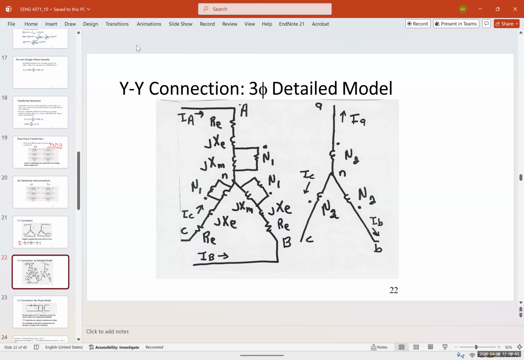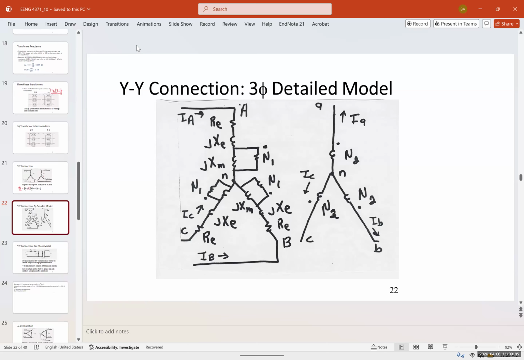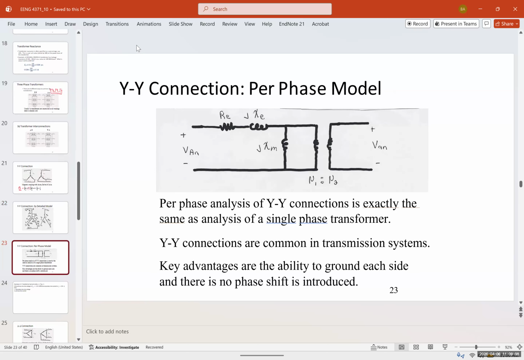Now, to simplify the three-phase model, instead of showing all three phases, we can show only one phase, and simplify it like this. Exactly like a single-phase transformer, we can model and solve this using a per-unit system as well, and per phase using the per-unit system. A per-phase model analysis of a Y-Y connection is exactly the same as analysis of a single-phase transformer. So if you're given a three-phase Y connection, you solve it exactly like we solved for a single-phase transformer.